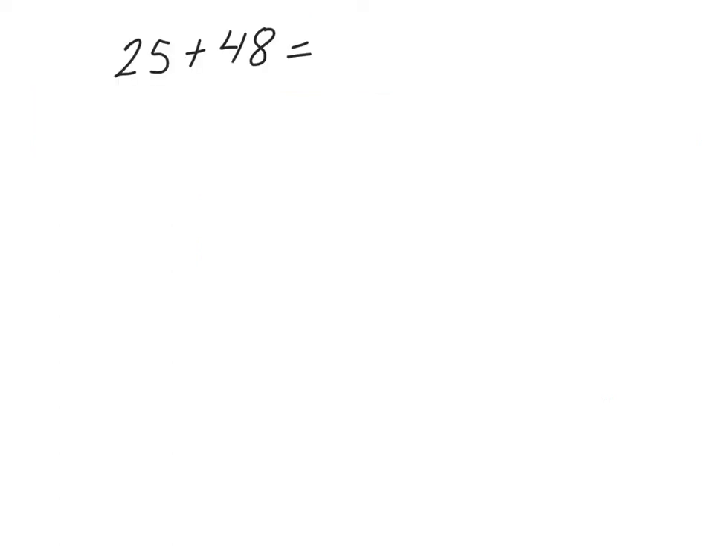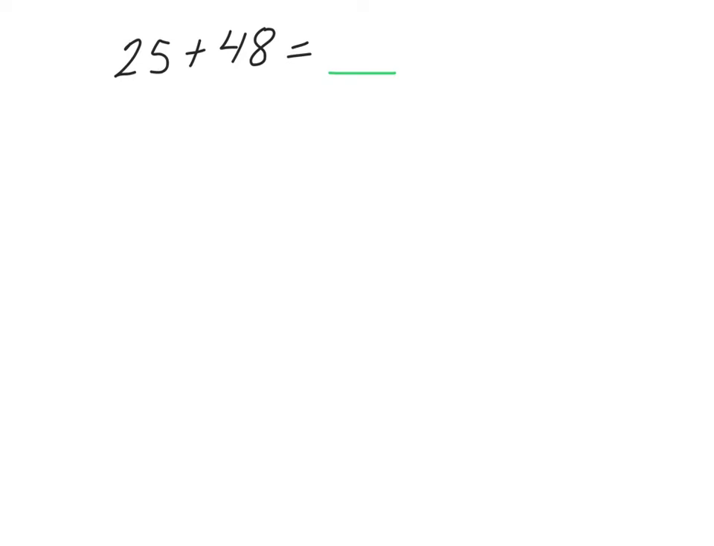Let's look at this addition problem. 25 plus 48 equals blank. Now let's review our vocabulary. 25 and 48 are addends. Remember, addends are the numbers we are adding in an addition sentence. We are trying to figure out what the sum is. Remember, the sum is the answer to an addition problem.